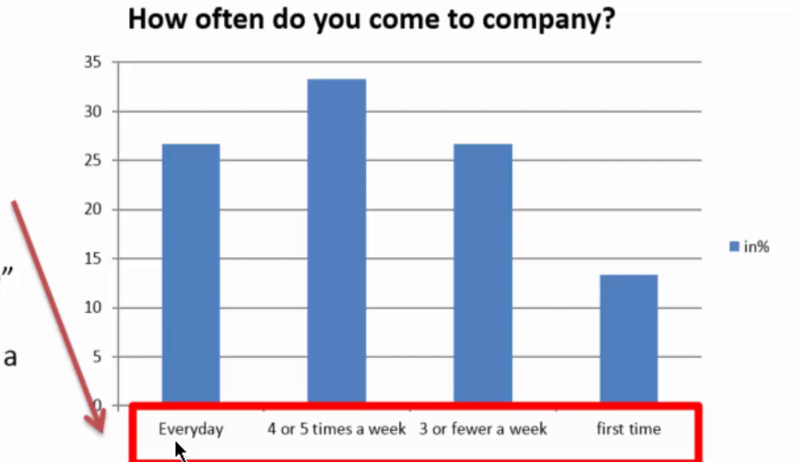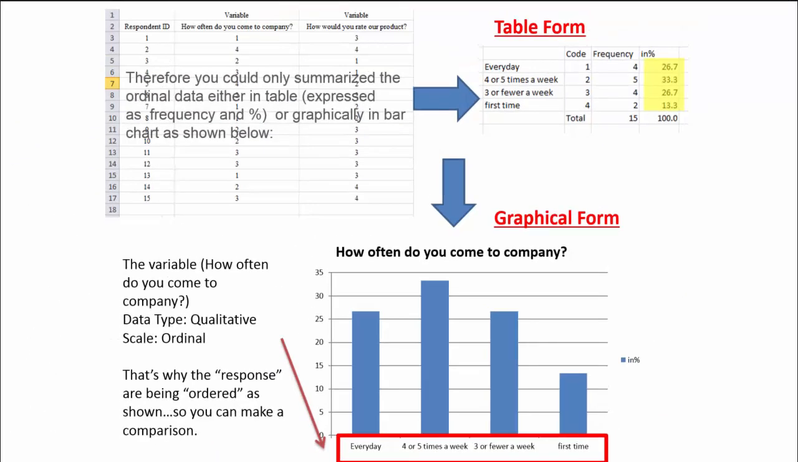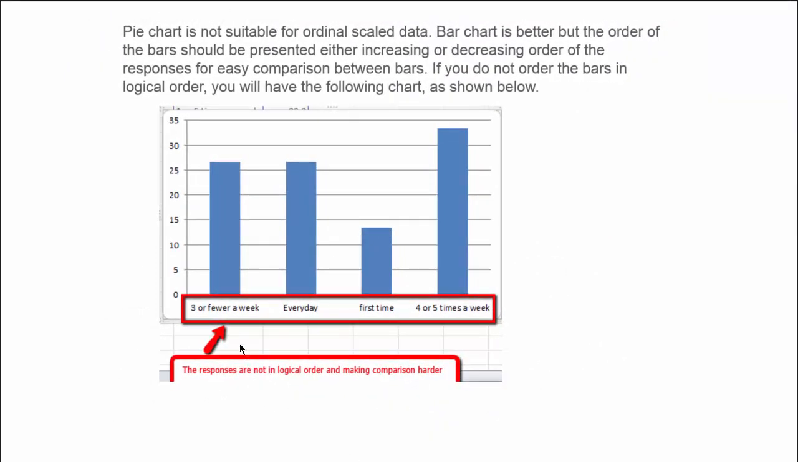So for example, here you can see every day, 4 or 5 times a week, and then 3 or fewer, and then less than that. So if it's moving from left to right, you understand that there's a hierarchy. Or if you wanted, you can order them in terms of the highest percentage to the lowest percentage. But presenting them randomly, starting with 3 or fewer times a week, to every day, to 4 or 5 times a week, that's not a good way of presenting this information.